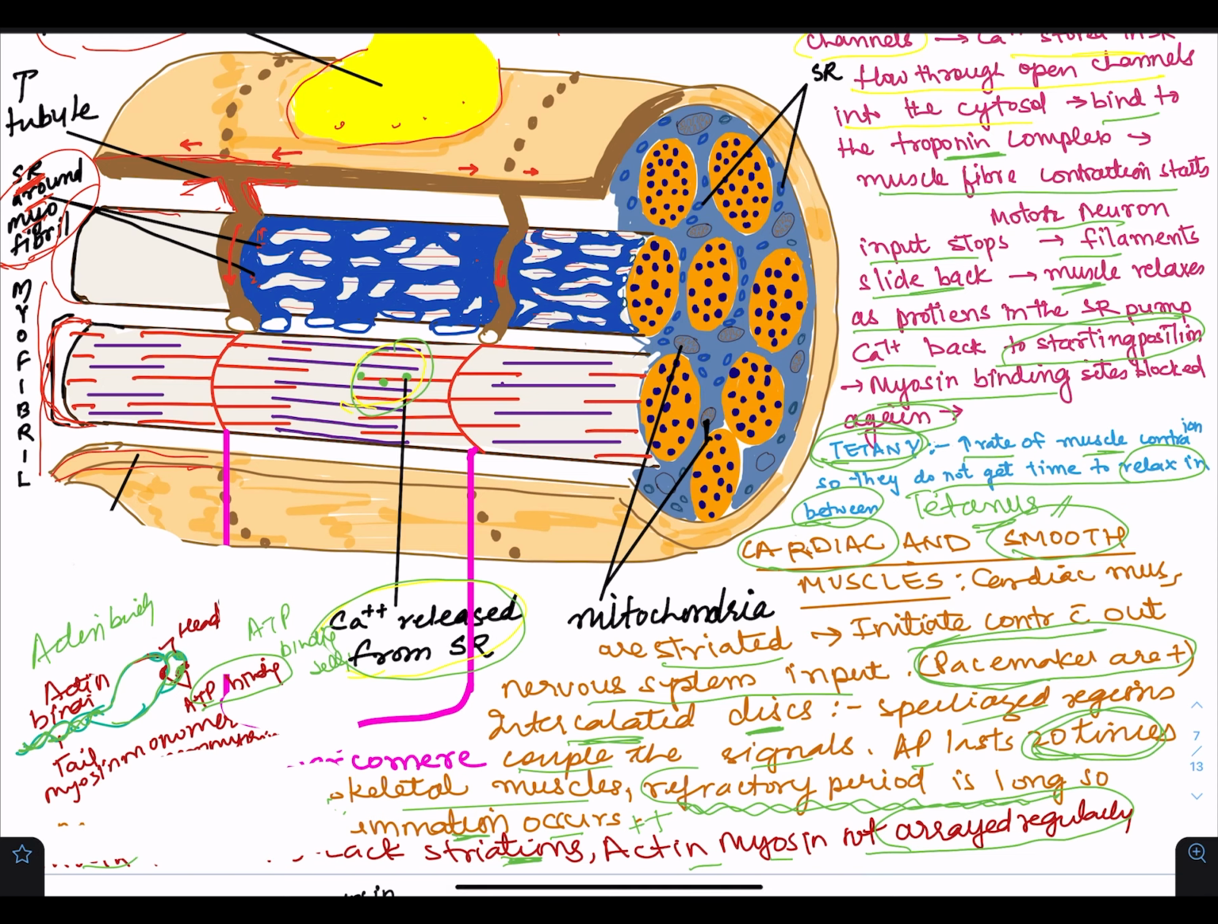Now this is actually a myosin monomer. The tail is also known as light meromyosin, and the head part is also known as heavy meromyosin. This is the structure of myosin. Thank you.